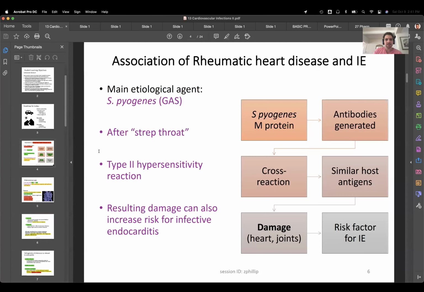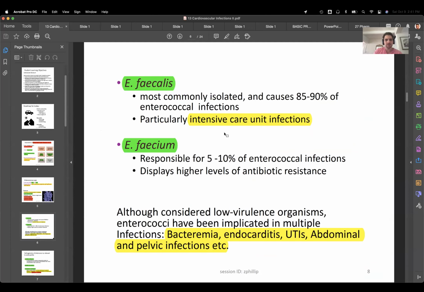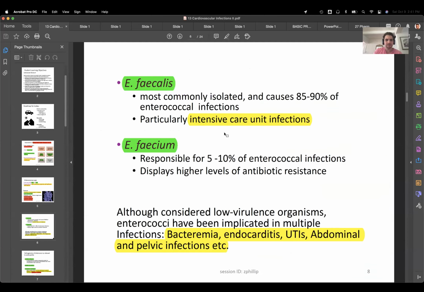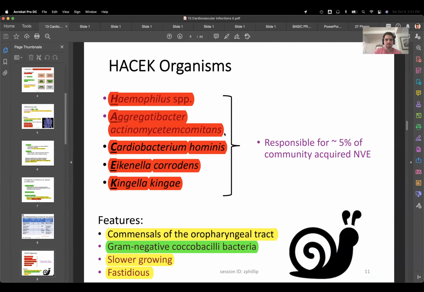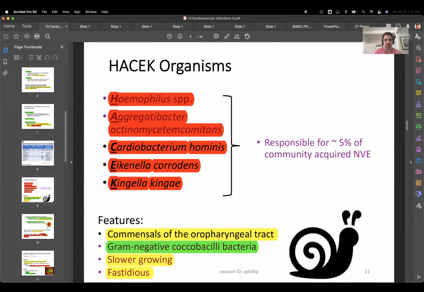You can see enterococcus also, both different valves. What did we get to? Okay, let's see. And then these HACEK organisms too, right? So those are 5%, so not terribly important, but if they come up.